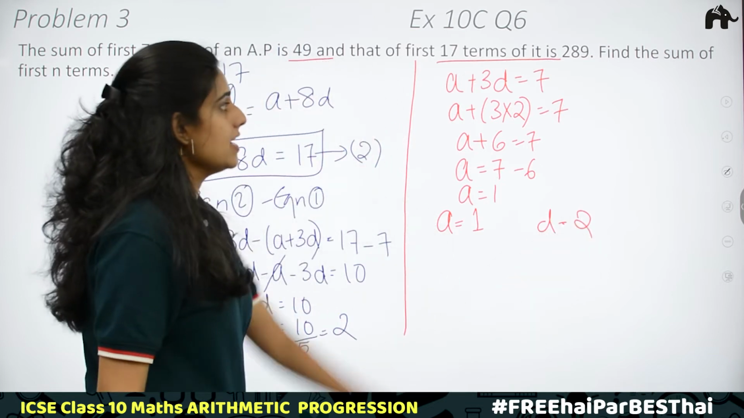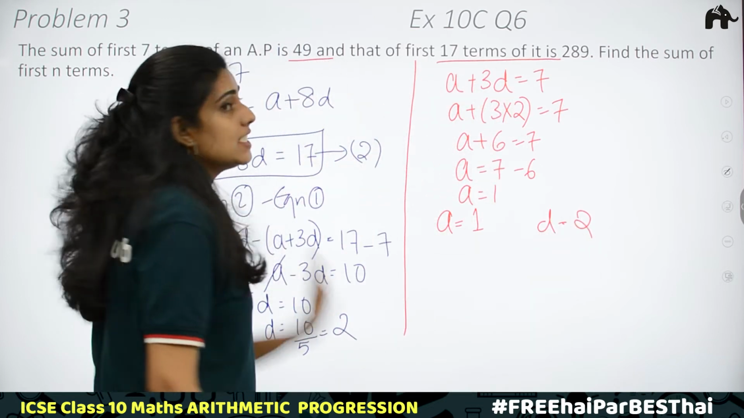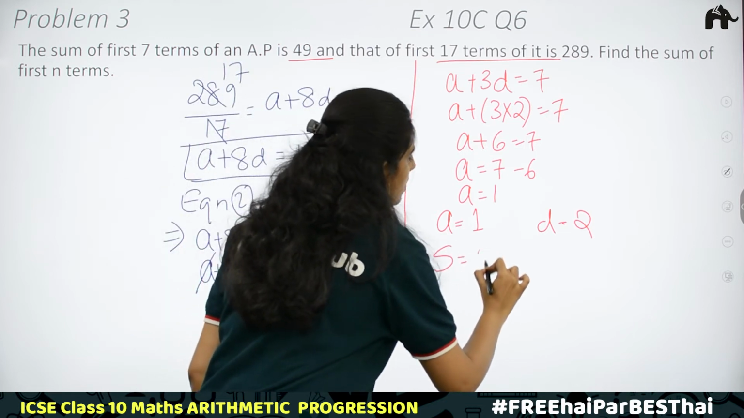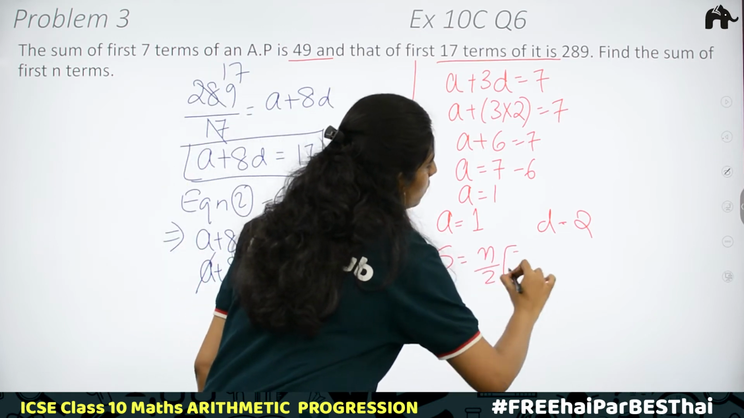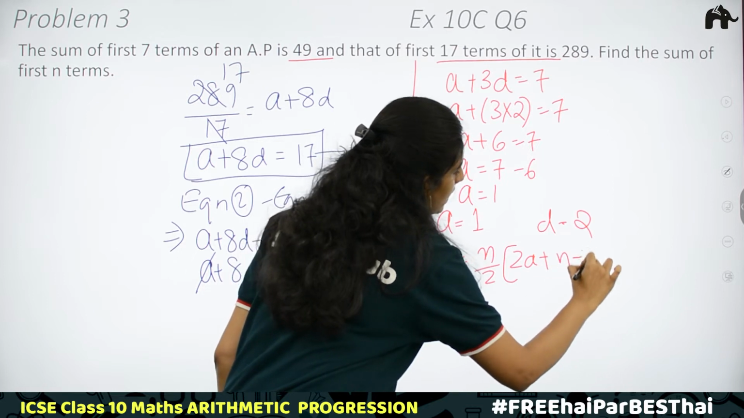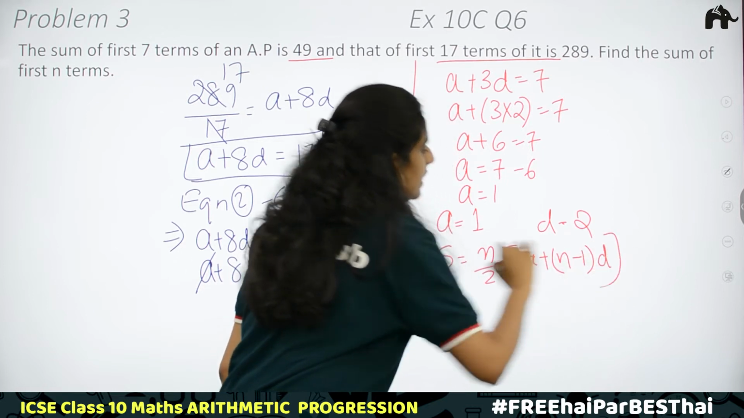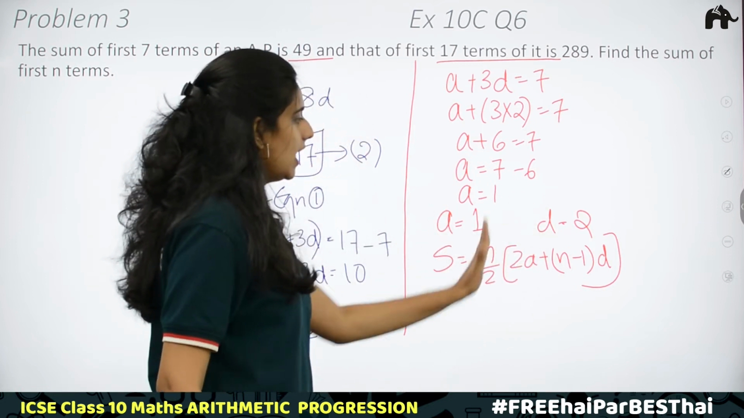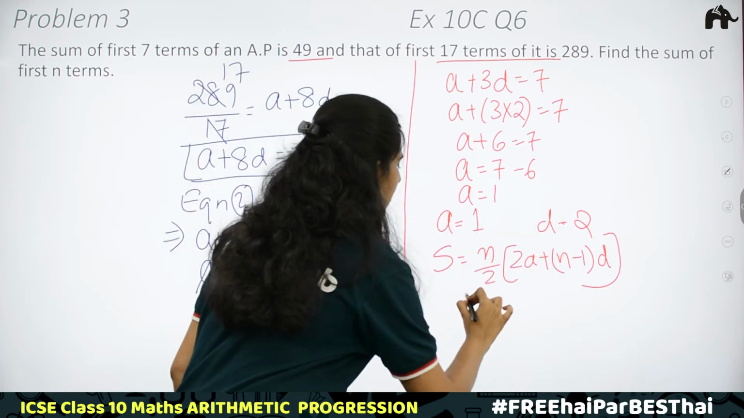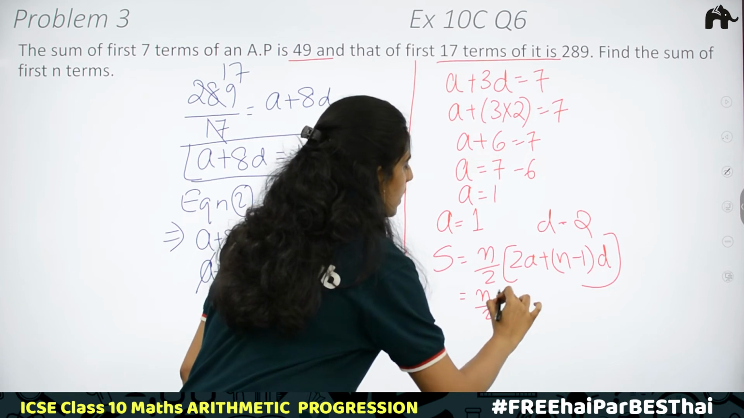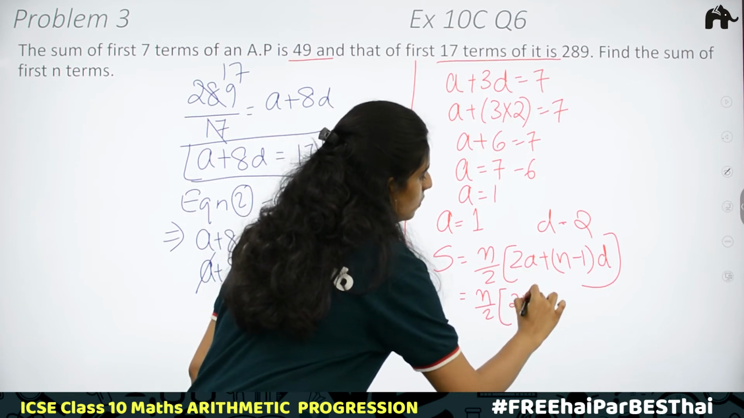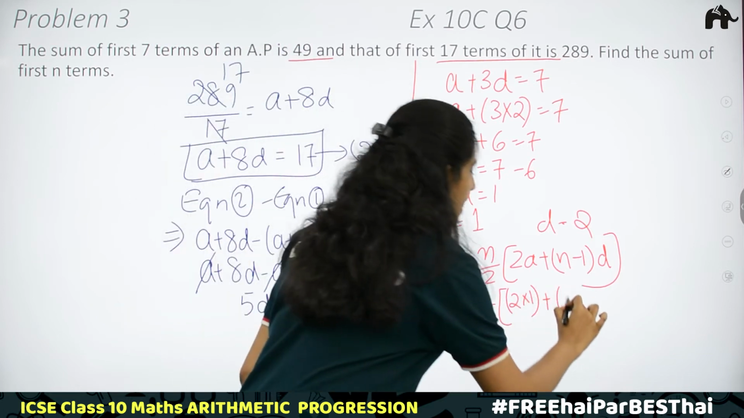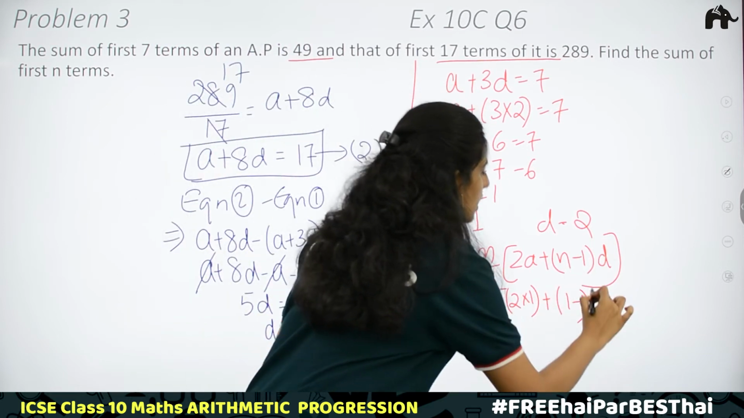What do we need to find? Find the sum of the first n terms. Okay. We have S is equal to n by 2 into 2a plus n minus 1 into d. This is how we can find the sum of n terms. Now substitute the values of a and d here. We get n by 2 into 2 into 1 plus n minus 1 into d, that is 2.